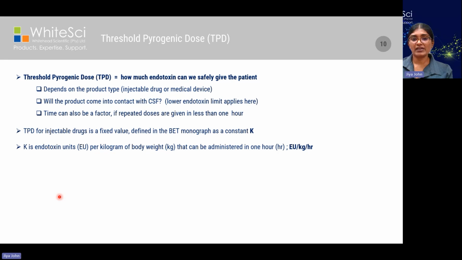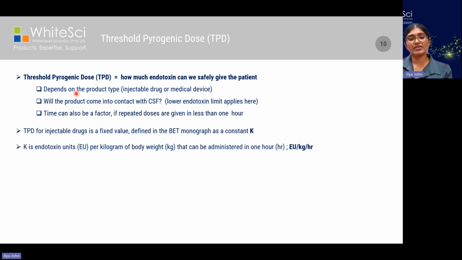So how do we calculate the endotoxin release limit of a product if we do not have information already? For this, I need to introduce you to a terminology called threshold pyrogenic dose, or TPD. TPD is basically how much endotoxin we can safely give a patient, and this would depend on the product type, which is either the injectable drug or medical device.